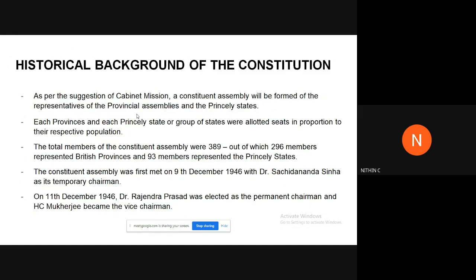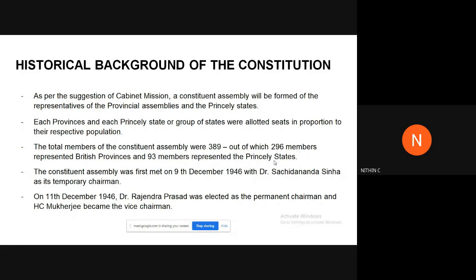As per the suggestion of the Cabinet Mission, a Constituent Assembly would be formed of the representatives of provincial assemblies and the princely states. Each province and each princely state or group of states was allotted seats in proportion to their respective population. So the number of representatives from each of these bodies depends upon the population of that particular area. The total members of the Constituent Assembly were 389, out of which 296 members represented the British provinces and 93 members represented the princely states.